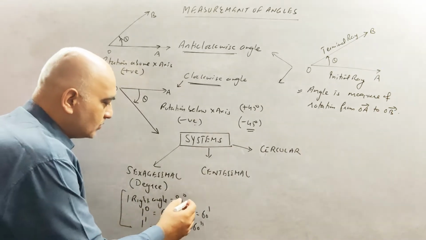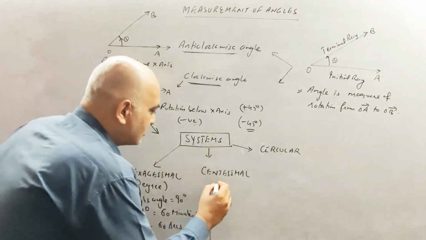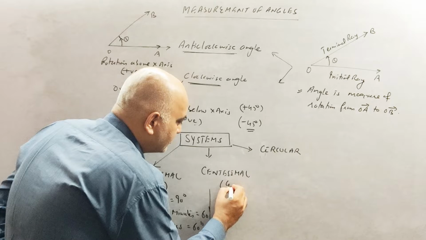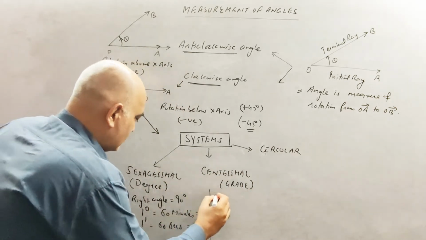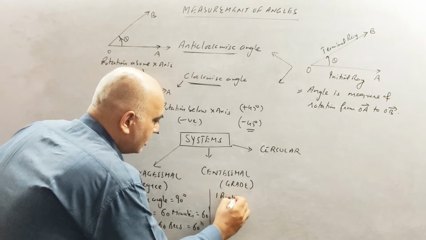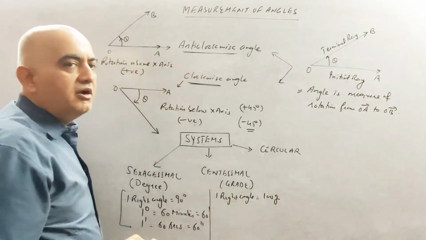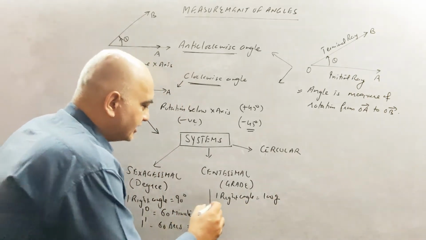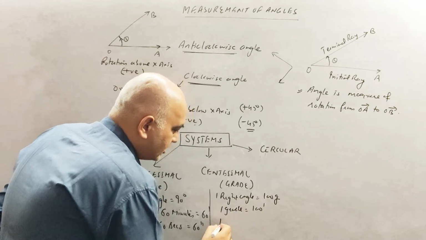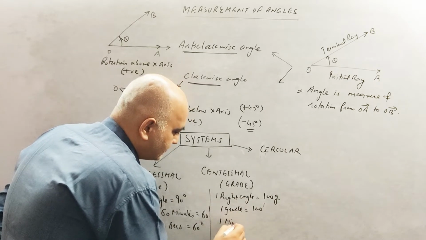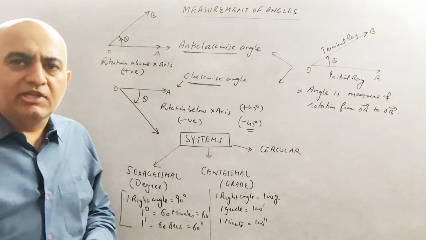Next is the centesimal system. The centesimal system is nothing but the grade system. What is the grade system? Here, one right angle is divided into 100 grades. One grade is 100 minutes, and 1 minute is equal to 100 seconds. It is a very simple thing.